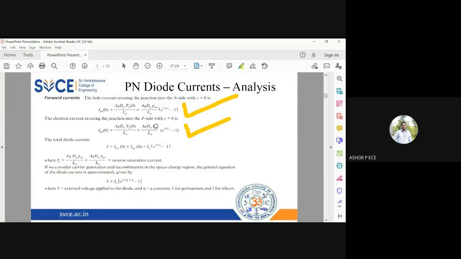Instead of pn naught, you will be having np naught. Instead of Lp, you will be having Ln. Other terms are going to be the same. You know the total current is going to be the addition of electron current and hole current. So I is equal to this current Ipn plus the current Ip naught. So the total current is going to be the sum of currents due to electron and hole.